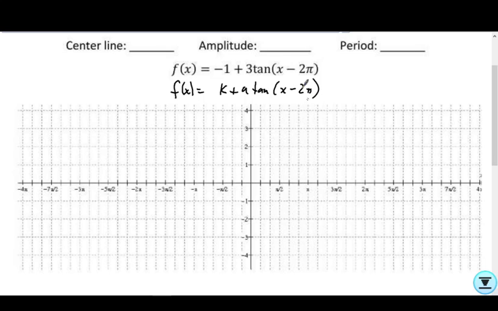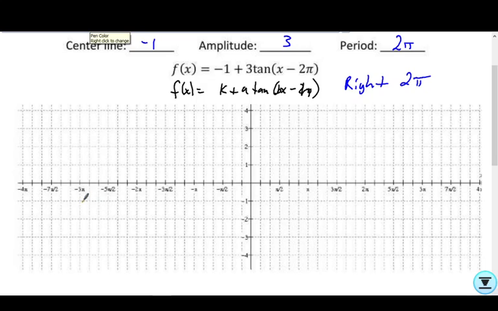So we're doing the h. So we're doing the exact same thing, okay? So my center line's at -1. My amplitude is 3, period is 2 pi, and we've gone to the right 2 pi. Okay? So what I'm going to do here is I'm not even going to graph the parent function. I'm going to start by actually graphing my information.